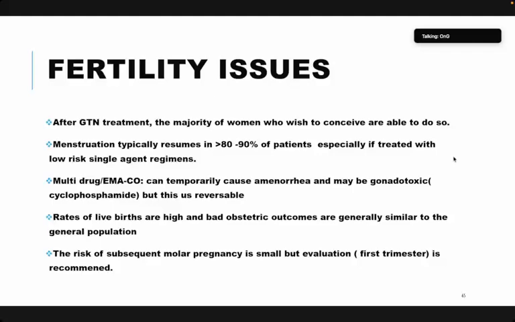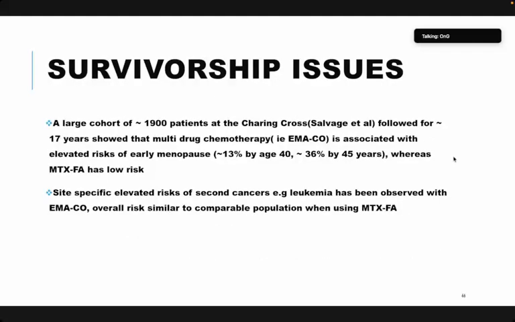The risk of subsequent molar pregnancy is small, but evaluation in the first trimester is usually recommended. In terms of survivorship issues, there's a large cohort of about 1,900 patients at Charing Cross by Savage et al., followed up for 17 years, which showed that EMACO is associated with an elevated risk of menopause, whereas methotrexate has a low risk. Site-specific elevated risk of secondary cancers like leukemia has been observed, more especially with EMACO, but overall risk is similar to a comparable population when using methotrexate.